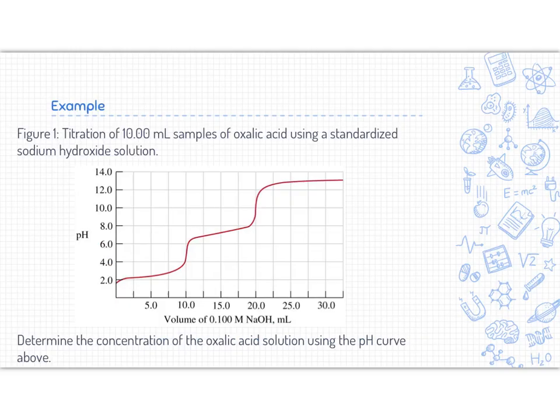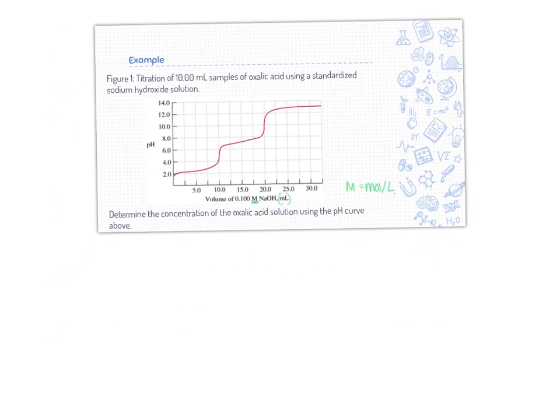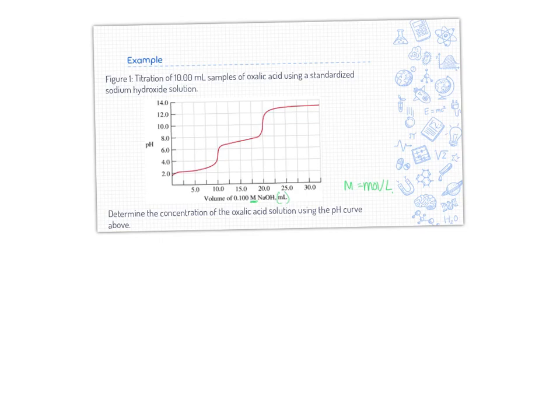Our final example here shows the titration of 10 ml samples of oxalic acid using standardized potassium hydroxide. One thing to note, they use this big M, so the volume of 0.100 moles per liter NaOH added is in milliliters. Big M is equal to moles per liter. Chemists are just lazy, and that was a big unit to write, so they shorthand it. We're determining the concentration of the oxalic acid solution using this pH curve. Remember, we want to choose our last equivalence point as our end point.